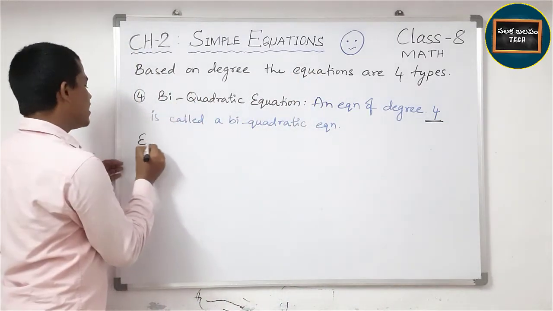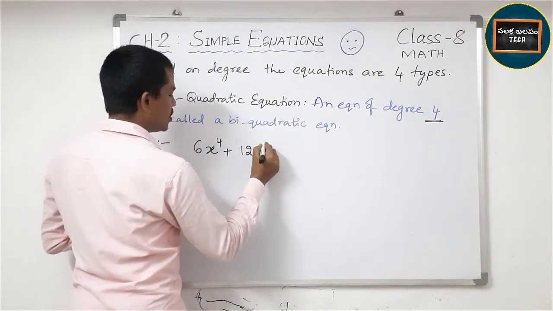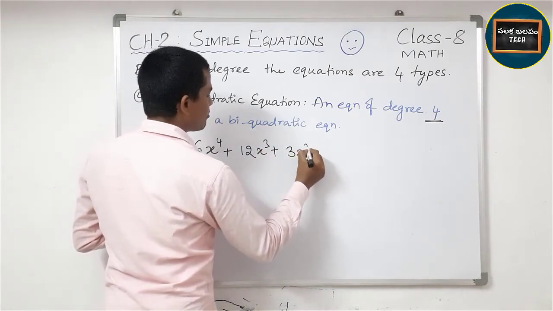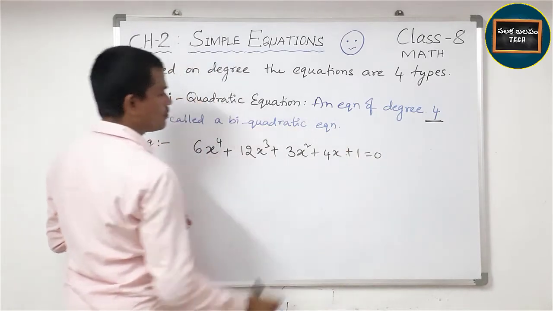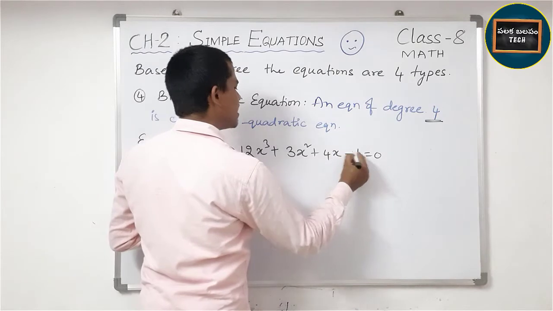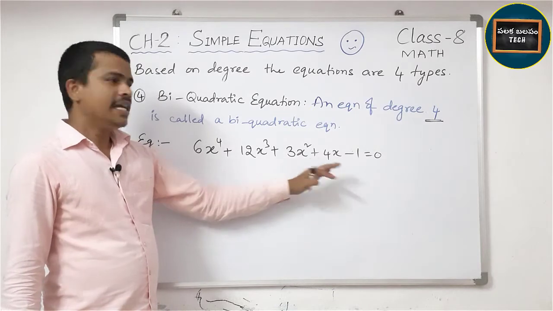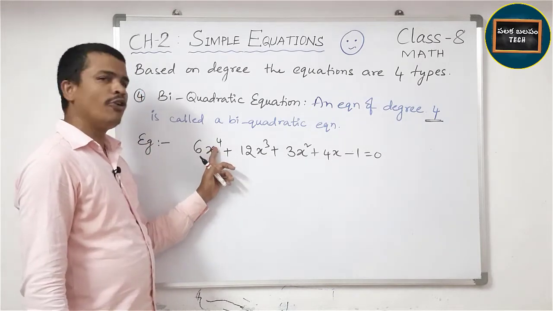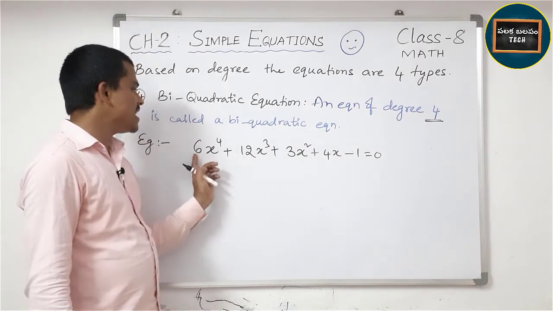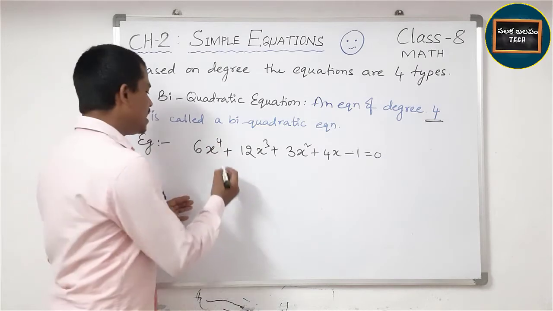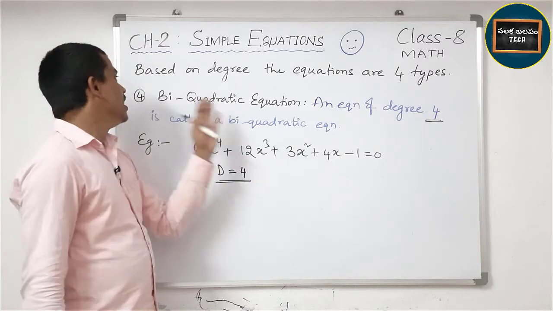Now let us see one example for this. 6x power 4 plus 12x cube plus 3x square plus 4x plus 1 equal to 0. You can take any signs, minus sign I will take here, no problem, any sign. It should be an equation. Here the highest power of the variable is 4. Why? Because here x power 3, x power 2, x power 1. So the highest power of the variable is 4, so the degree of the equation becomes 4. Hence we can say that this equation is a biquadratic equation.